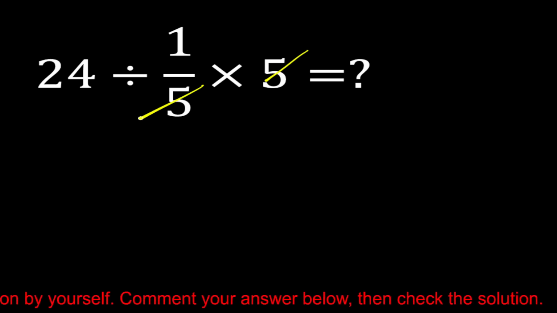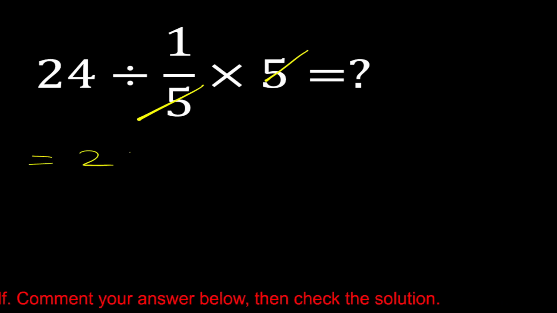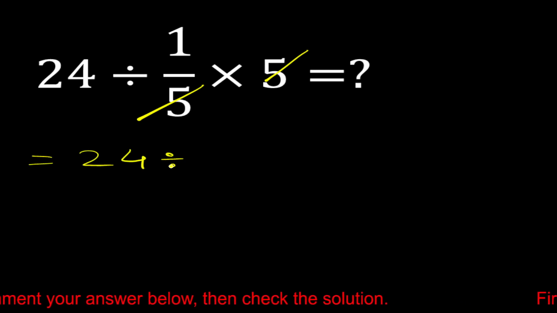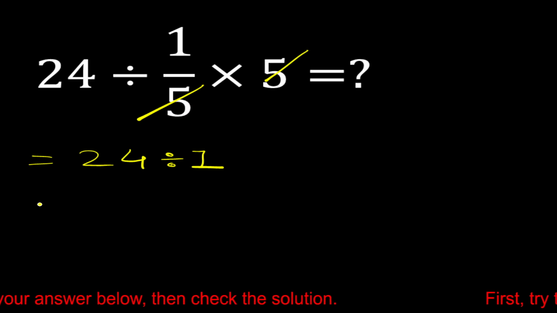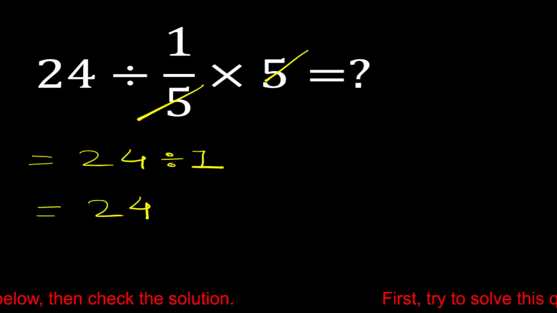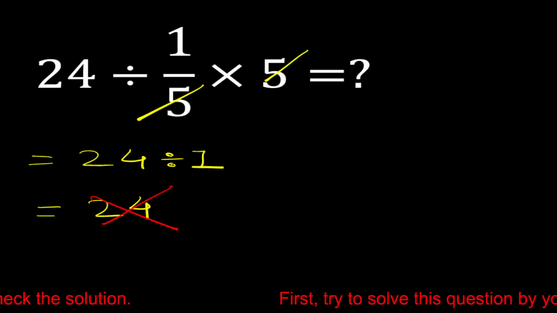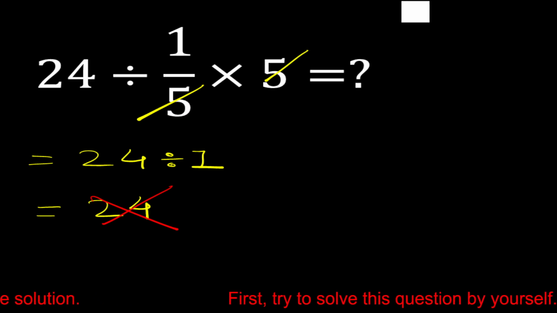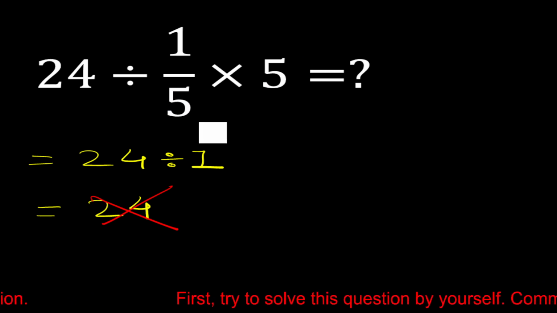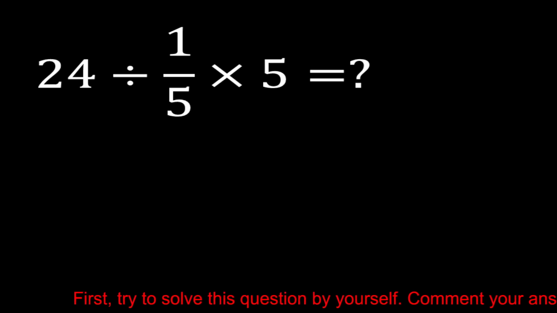5, cancel this 5 by 5 is equal to 24 divide 1. Now 24 divide 1 is equal to also 24. But this answer is not correct. This answer is completely wrong. So now let's solve this problem correctly by using a PEMDAS rule. Okay?